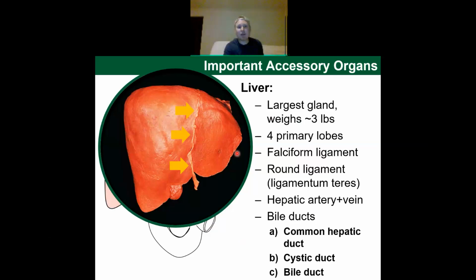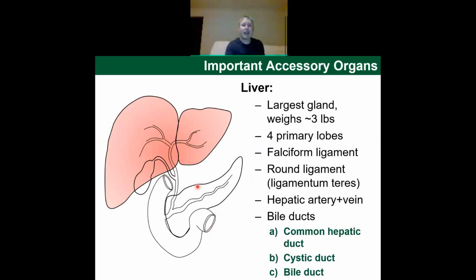Here we can see the falciform ligament and round ligament separating the lobes of the liver. Remember, these are all averages. We actually have a little bit of variation. Sometimes we find livers with more lobes, with less lobes. In terms of the bile, bile is produced in the liver and then it travels down the common hepatic duct. About halfway down, the cystic duct carries the bile to the gallbladder.